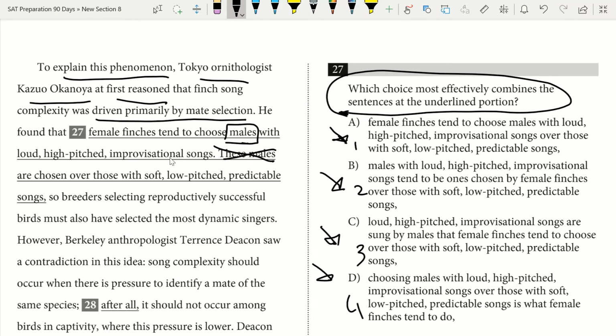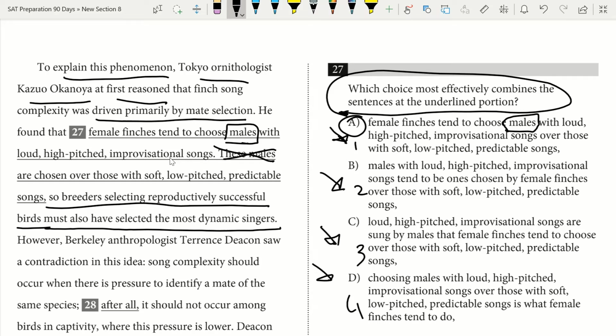Female finches tend to choose males with loud, high-pitched, improvisational songs over those with soft, low-pitched, predictable songs. Then after that, I see we have a comma, so breeders selecting reproductively successful birds must have also selected the most dynamic singers. Yes, that works perfectly, right? We're not repeating males, which is good. There's nothing redundant or repetitive, so I know A would be my answer.